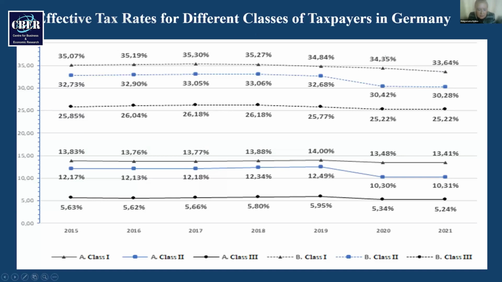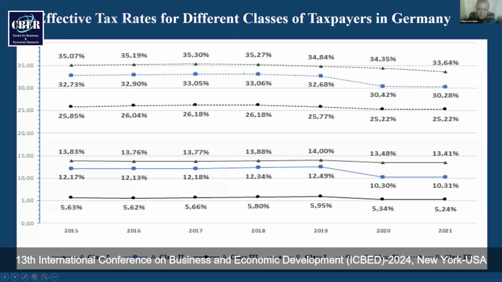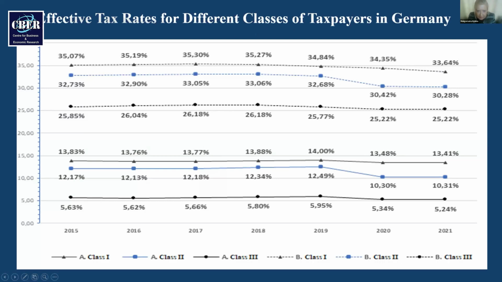And in fact, that's a comparison of the effective tax rates. The first 3 lines is the general tax burden, not only personal income tax, but also church tax and solidarity surcharge in Germany. And the 3 lines at the bottom, it's the personal income tax only. And what you can see are huge differences in tax burden between different classes or different groups of taxpayers.